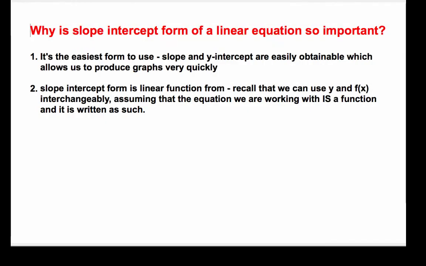So why is slope-intercept form of a linear equation so important? Just to kind of summarize things here. Number one, it's the easiest form to use. Slope and y-intercept are easily obtainable, which allows us to produce graphs very quickly. Also, slope-intercept form is linear function form. Recall that we can use y and f of x interchangeably, assuming that the equation we are working with is a function and it is written as such.